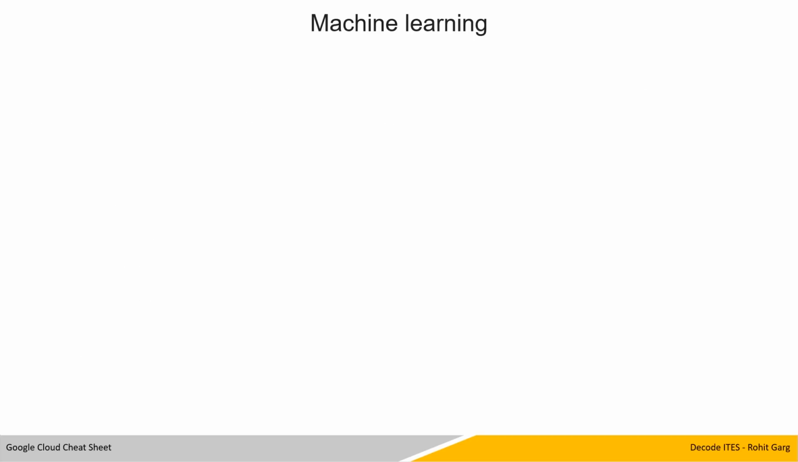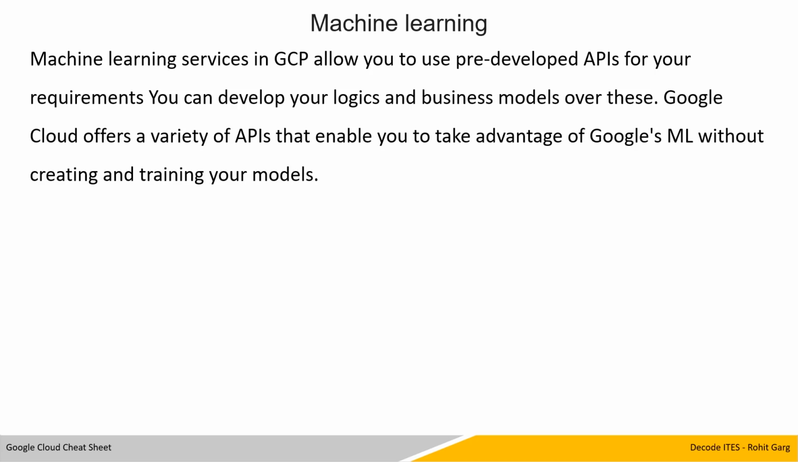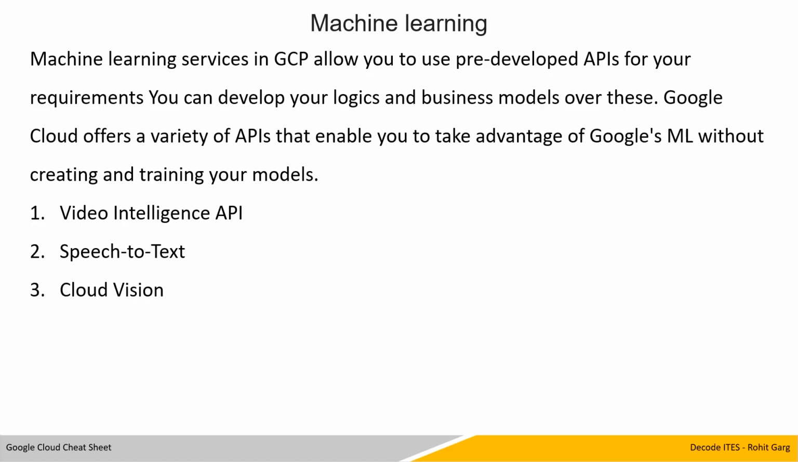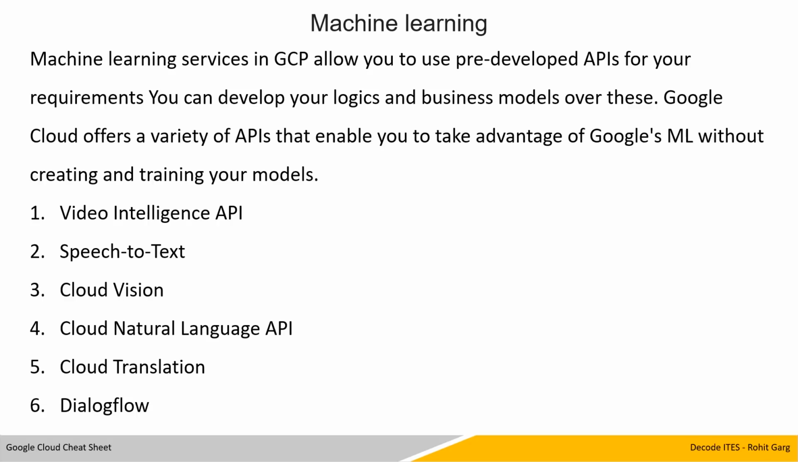Machine learning. Machine learning is one of the critical and complicated services provided by Google Cloud Platform. Machine learning services in GCP allow you to use preloaded APIs for your requirements. You can develop your logic and business models over these. Google Cloud offers a variety of APIs that enable you to take advantage of Google machine learning without creating or training your models. Video Intelligence, Speech-to-Text, Cloud Vision, Cloud Natural Language, and Cloud Translation are some of them that Google provides for you to use.